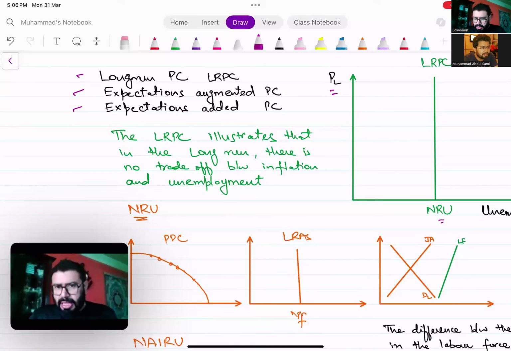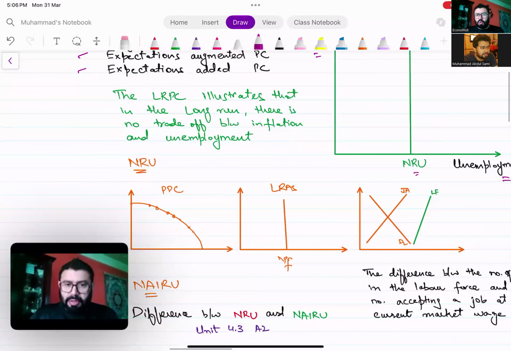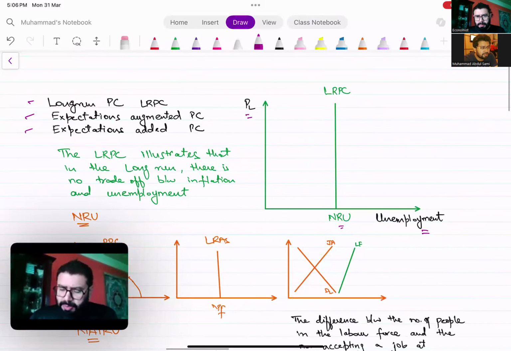The LRPC illustrates that in the long run, there is no trade-off between inflation and unemployment. Remember, in the SRPC, yes, there is a trade-off, but in the long-run Phillips curve, there is no trade-off between unemployment and inflation. LRPC is represented as a vertical line at the natural rate of unemployment, which we will discuss shortly. So this means monetary policy cannot permanently lower unemployment.